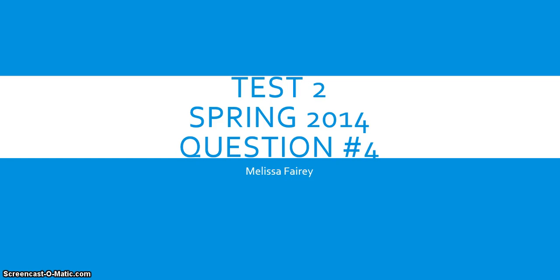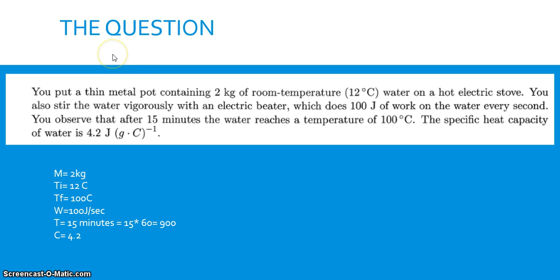Hi, in this video, we will be going over question 4 for test 2 in Physics 2211 for spring 2014. So the question is that you have a pot and you have 2 kilograms, which is 2,000 grams of room temperature water in it, which is 12 degrees Celsius. So you stir it and you do 100 joules of work on the water every second.